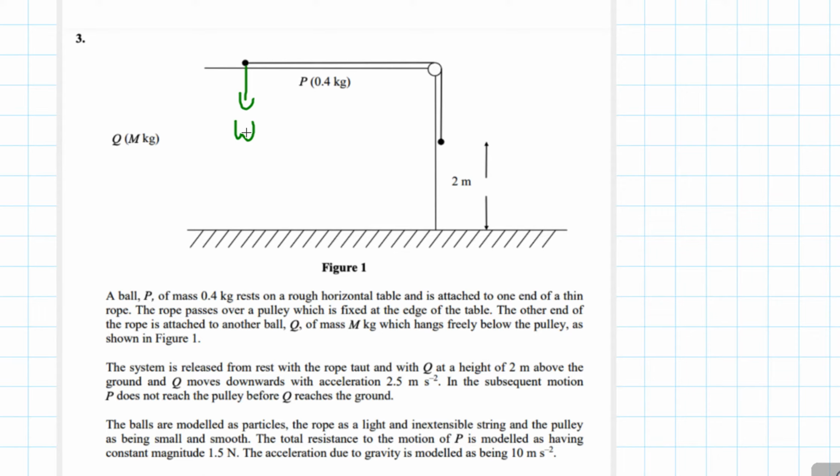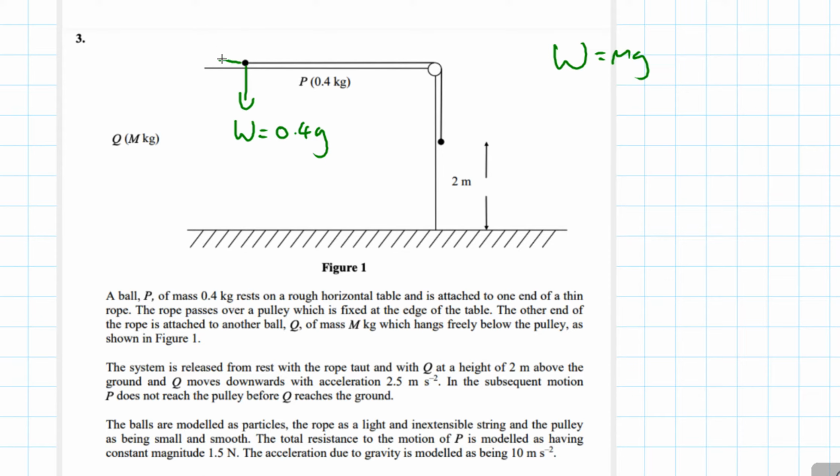The rope passes over a pulley which is fixed to the table. The other end of the rope is attached to another ball Q of mass M. So this one, the weight W equals mg, so the force on the ball is going to be 0.4 g.